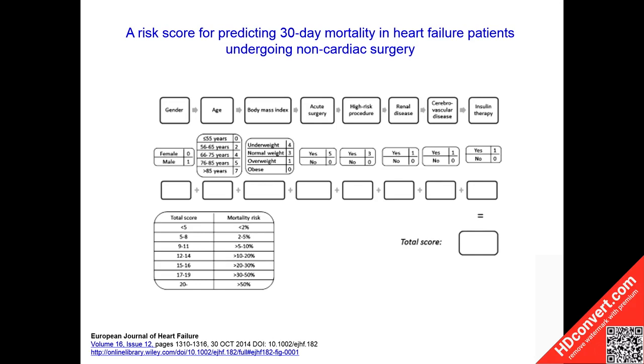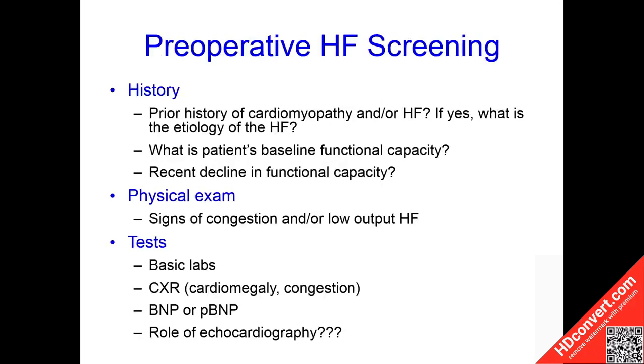Actually, being underweight gives you points. Obesity actually decreases risk. And so if you're underweight, you get more points. And if it's acute surgery or high risk procedure, you get more points. And that tends to drive all of the things that we see here. So being old, having high risk surgery, being underweight, and having acute surgery will drive the score up. And if you have a low score, your mortality is less than 2%. If you have a score greater than 20, you had a greater than 50% mortality. So this is something we can easily look at for heart failure patients that are going off to non-cardiac surgery.